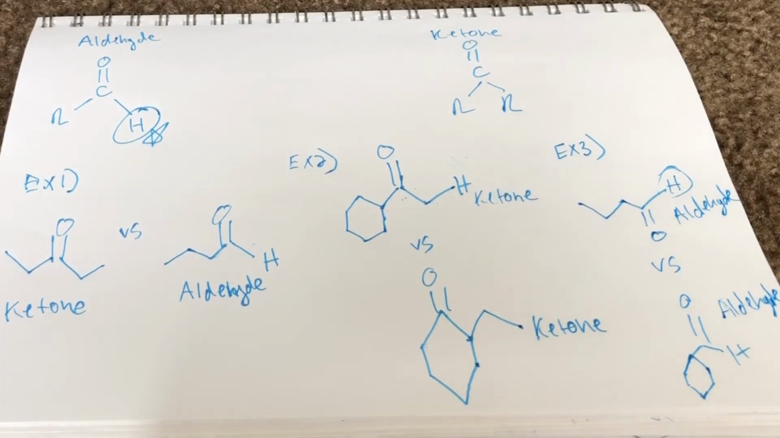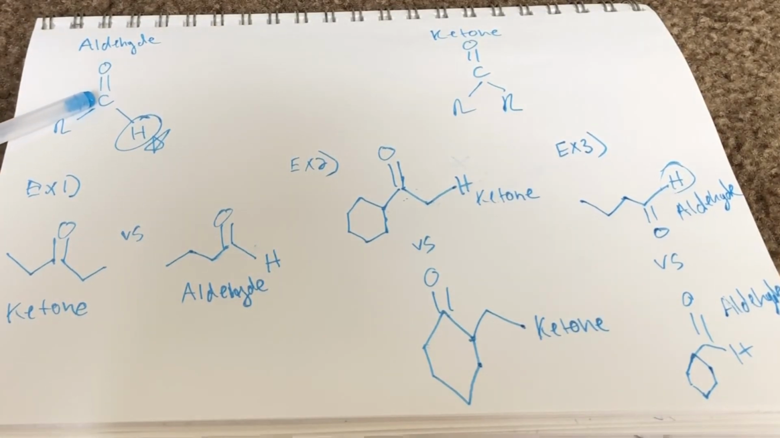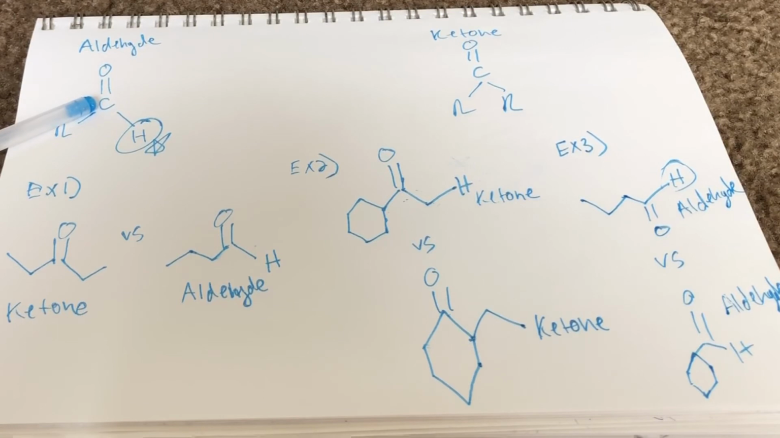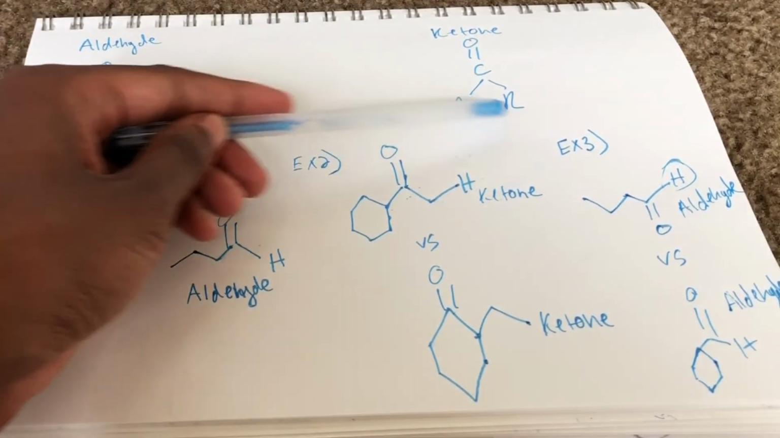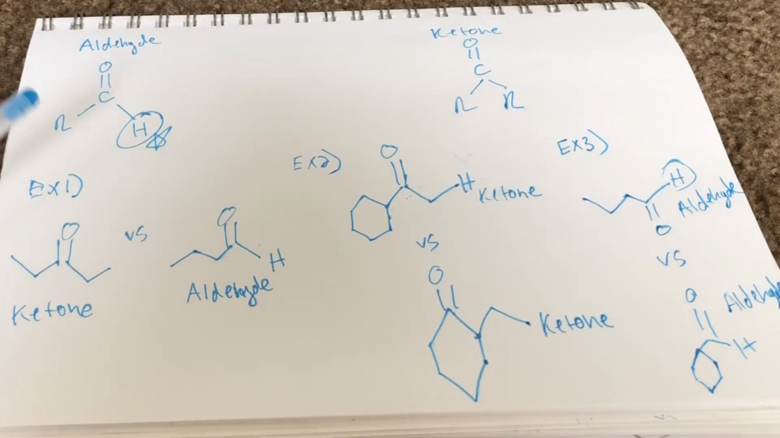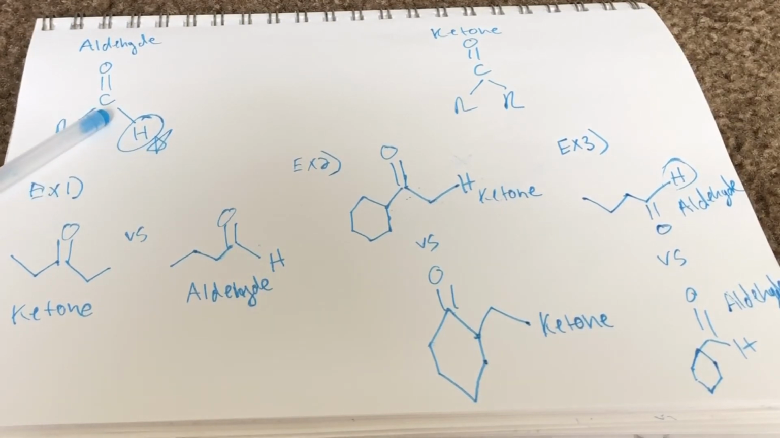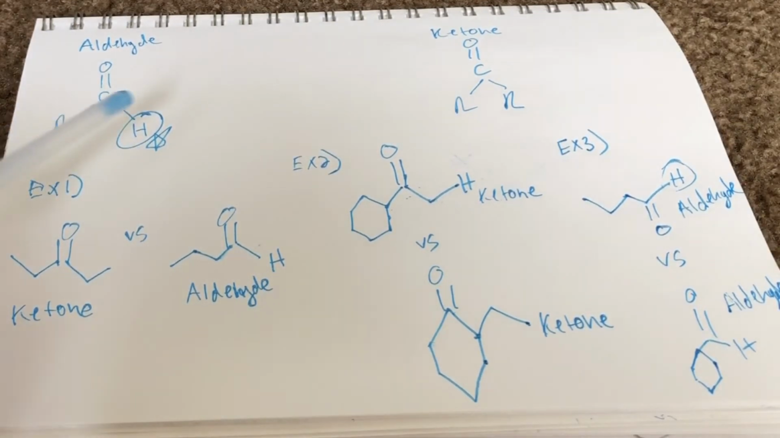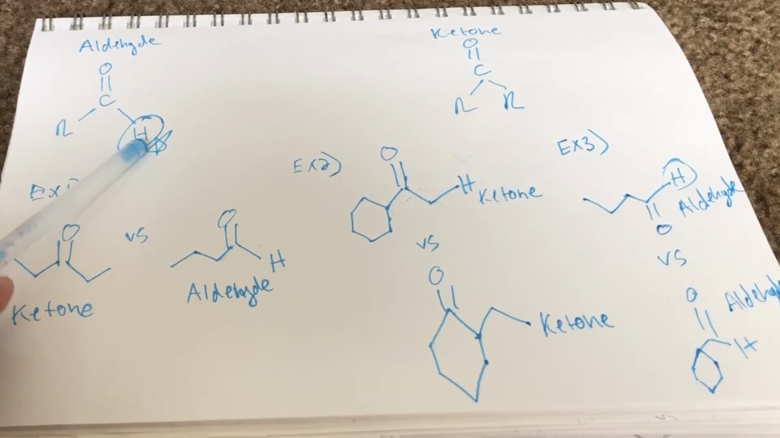Aldehydes and ketones are two of the many functional groups that a molecule can possess. Aldehydes and ketones look very similar. They only differ in one aspect. They both have an oxygen double bonded to a carbon, and then an aldehyde only has one R group bonded to it, as opposed to a ketone, which has two different R groups bonded to it. An aldehyde only has one R group because it has a hydrogen that the carbonyl is attached to. That is the main difference that separates an aldehyde and a ketone, the presence of this hydrogen atom.